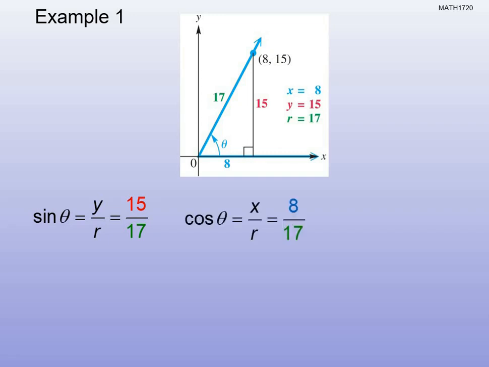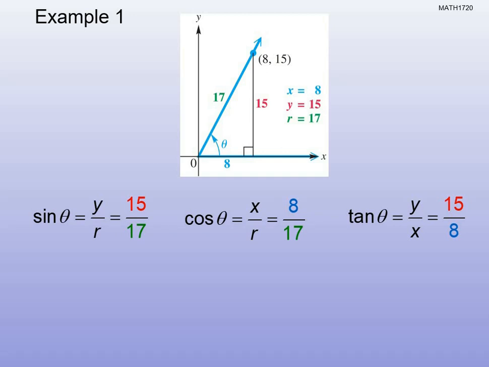Cosine is going to be the horizontal component over the magnitude, so x divided by r is 8 over 17, or if you needed to remember the old way, adjacent over hypotenuse. Tangent is opposite over adjacent, right? Y over x, or vertical over horizontal. So the ratio for tangent of theta is 15 over 8.